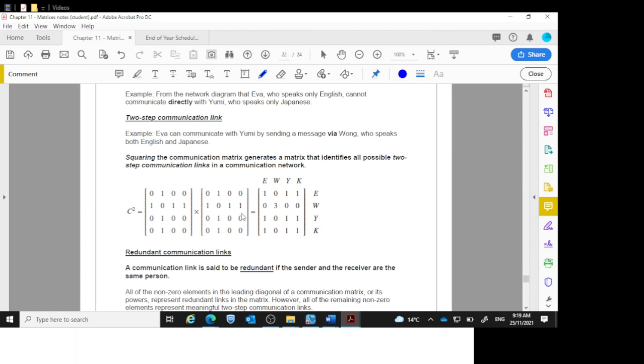We don't have to work out the two-step communication. We can just square the original one-step communication matrix, and that gives us the two-step communication. So squaring it, of course, here we're just showing it times itself.